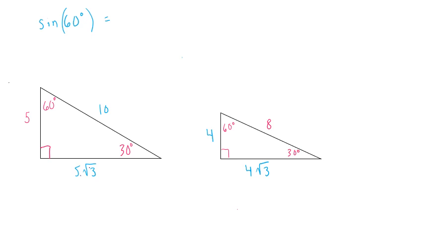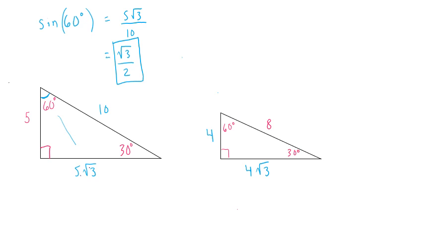So on the left here, think about the sine of 60 degrees from this 60-degree angle. Our sine is our opposite side, which would be 5 square root of 3, divided by the hypotenuse, which is 10. Notice that this can reduce. We can reduce to 5 over 10, and that's the same thing as square root of 3 over 2.